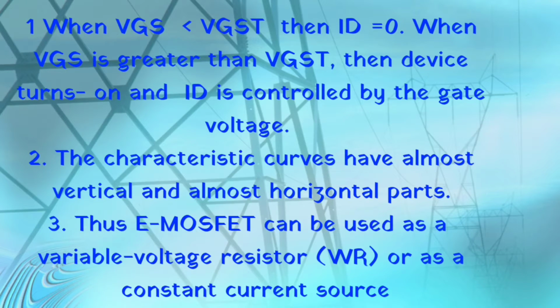When VGS is smaller than VGST, then drain current is equal to 0. And when VGS is greater than VGST, then the device turns on and drain current is controlled by the gate voltage. The characteristic curves have almost vertical and almost horizontal parts. Thus, EMOSFET can be used as a variable voltage resistor or as a constant current source.